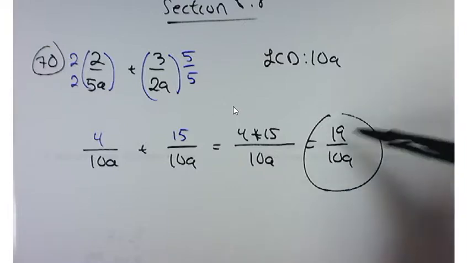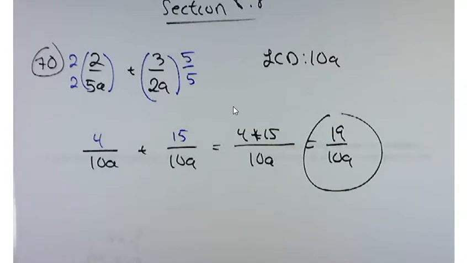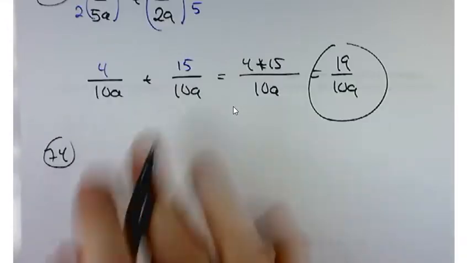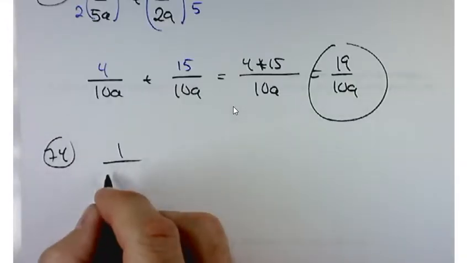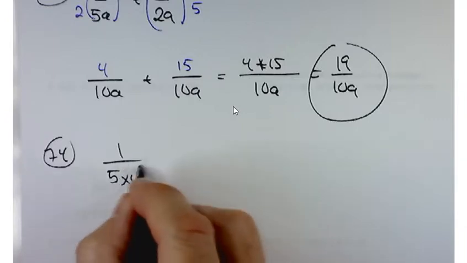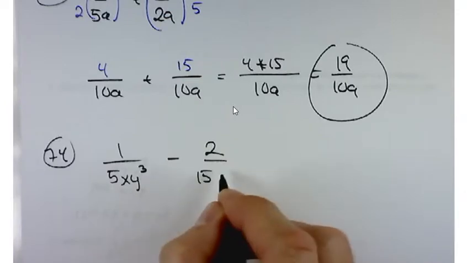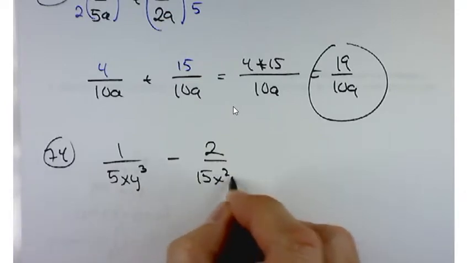Yeah, if it does simplify a little bit more, then please do that. Okay, let's try another one. Problem number 74. So kind of sticking with the same theme there of monomial terms in the denominator: 5xy cubed minus 2 over 15x squared y.